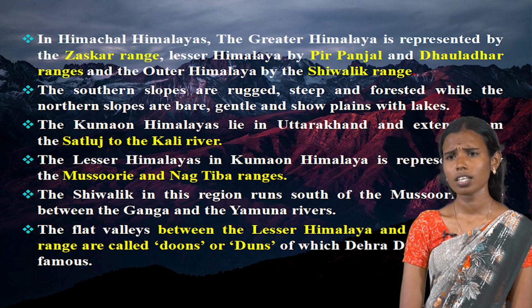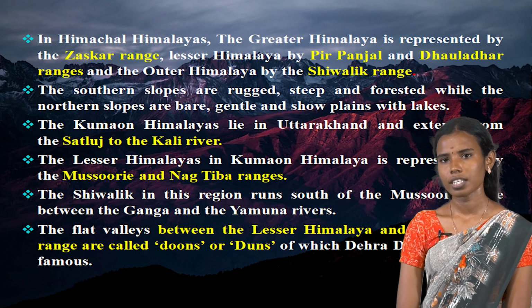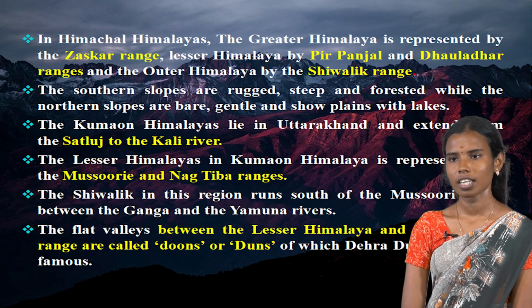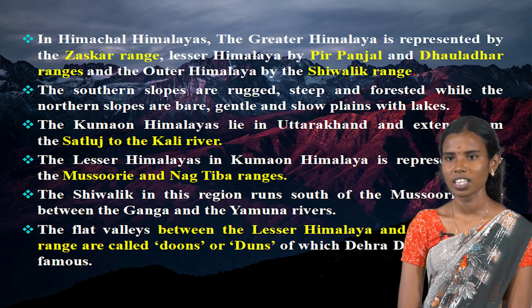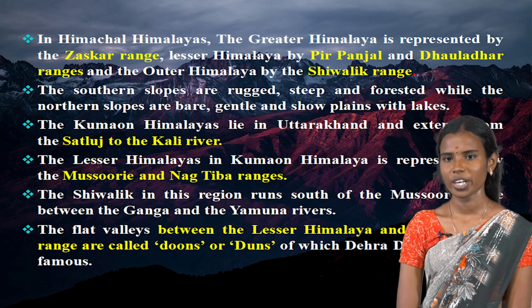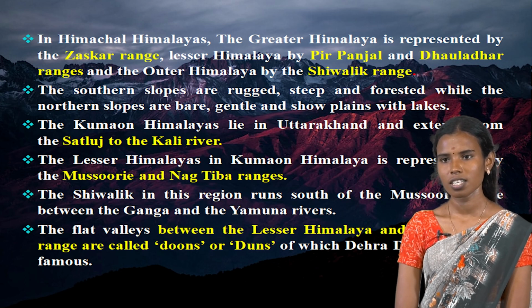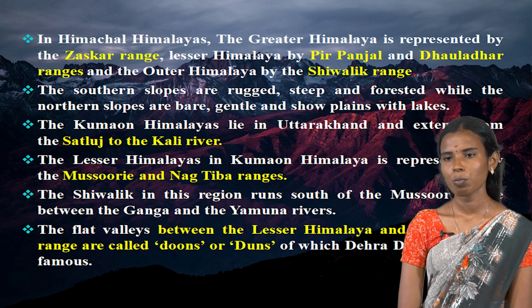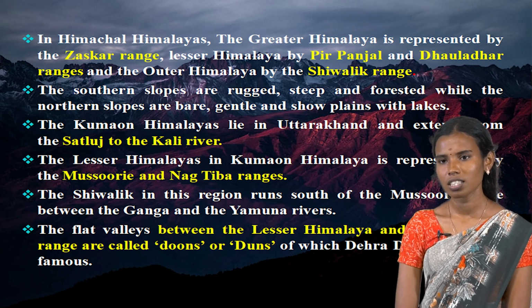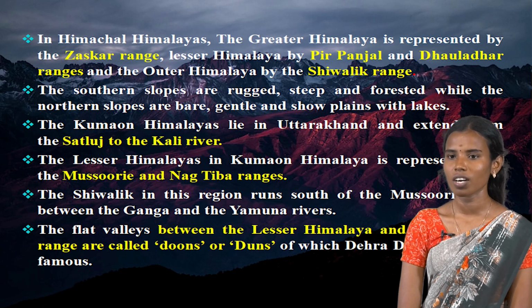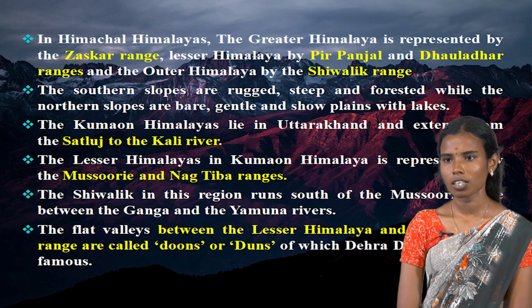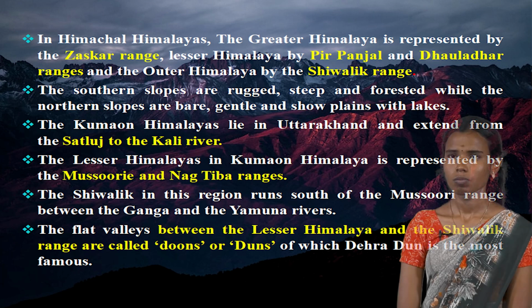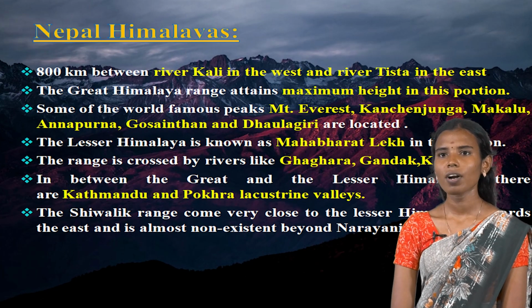The Kumaon Himalayas lies in the Uttarakhand and extends from Satluj to the Kali River. The lesser Himalayas in Kumaon Himalaya is represented by the Mussoorie and Nag Tibba ranges. The Shivalik in this region runs south of Mussoorie range between the Ganga and the Yamuna rivers. The flat valleys between the lesser Himalaya and the Shivalik ranges are called doons or duns, of which Dehradun is the most famous region.